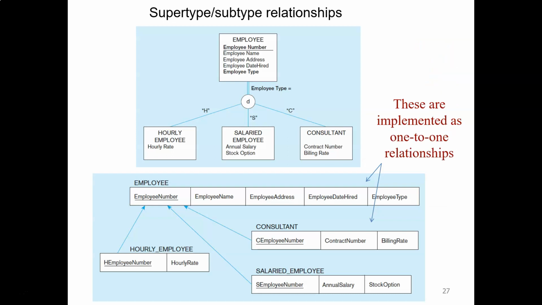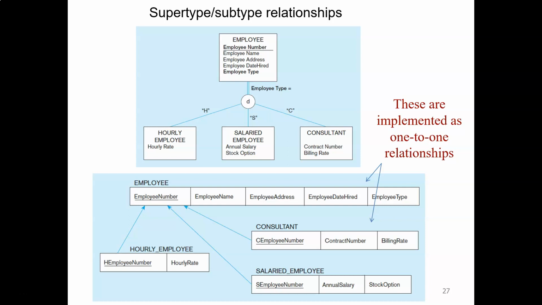In this example, we have a supertype employee and 3 subtypes: hourly employees, salaried employees, and consultants. As the rule said, for each entity type here, we are going to create a table. So we are going to create 4 tables here. As you can see, we have 1 table for employee, the supertype. We have 1 table for hourly employee, 1 table for consultant, and 1 table for salaried employee.